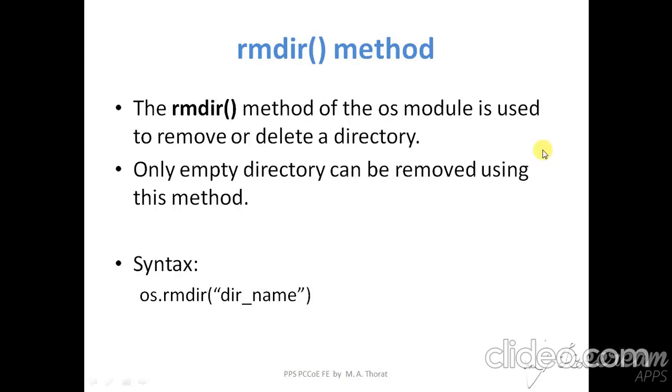Now to remove the directory, the syntax is similar. We have to use the module name, os.rmdir, in brackets and double quotes the directory name which we want to remove. Remember, the condition is that the directory should be an empty directory.